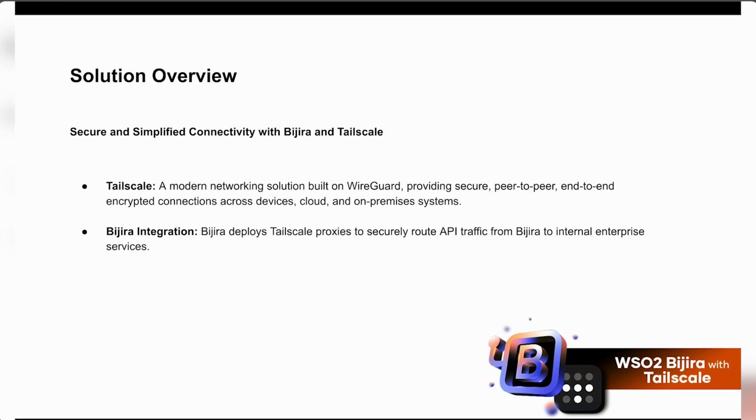So Bijira provides you with a simplified solution. Bijira integrates with Tailscale, which is an open source solution which uses the WireGuard protocol and provides peer-to-peer connections that are end-to-end encrypted. Bijira provides you with a simplified UI where you can deploy your own Tailscale proxy in Bijira and configure how you want to forward your API traffic from any API proxy in Bijira to your internal service.